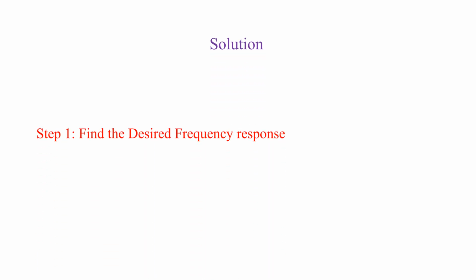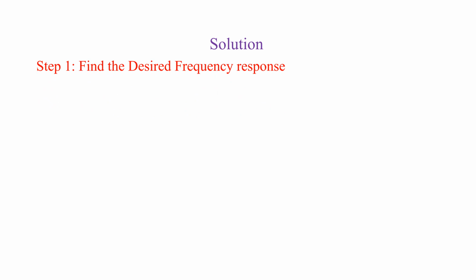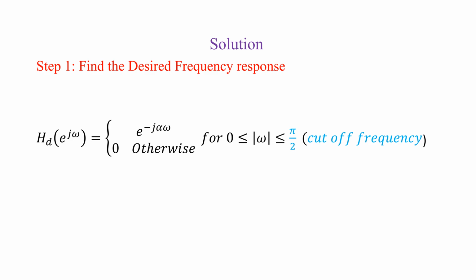See the solution. Now we have to find the desired frequency response, H suffix d of e power j omega. It is equal to e power minus j alpha omega for omega from 0 to pi by 2. Here pi by 2 is the cutoff frequency, and it is equal to 0 otherwise.